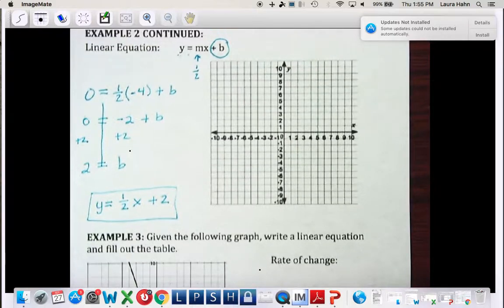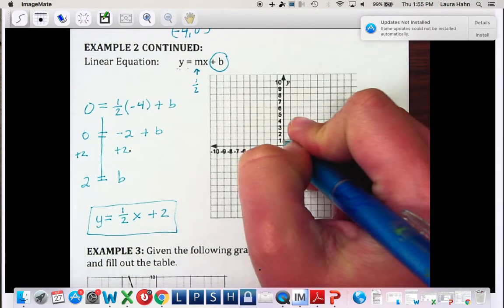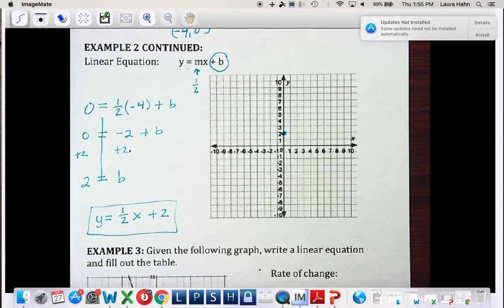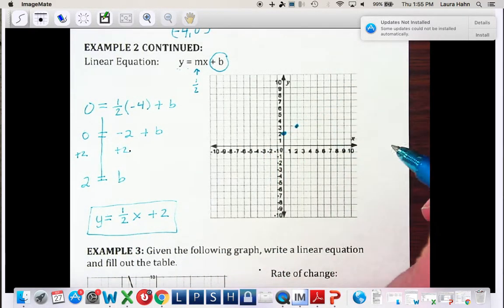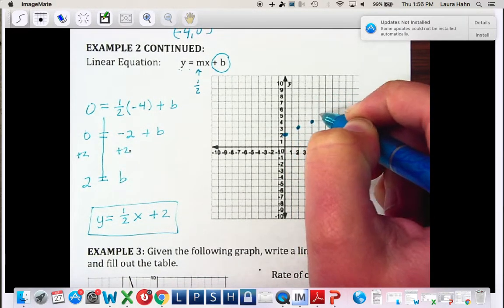All right, so let's graph it. Our y-intercept right here we got as a positive 2. So on the y-axis, I'm going to go up 1, 2, put a dot. Okay, our slope is 1/2, so I'm going to rise 1, run 2. Do it again. Rise 1, run 2. So up 1 over 2.